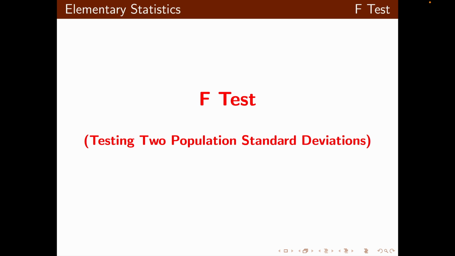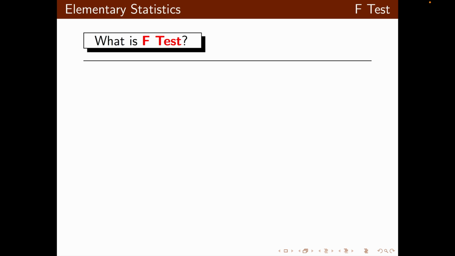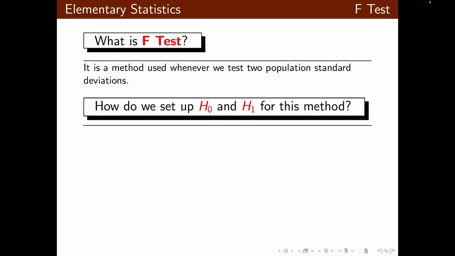In this presentation, I'm going to go over F-test, testing two population standard deviations. So what is F-test? It's a method used anytime we test two population standard deviations. So how do we set up null and alternative hypothesis for this method?